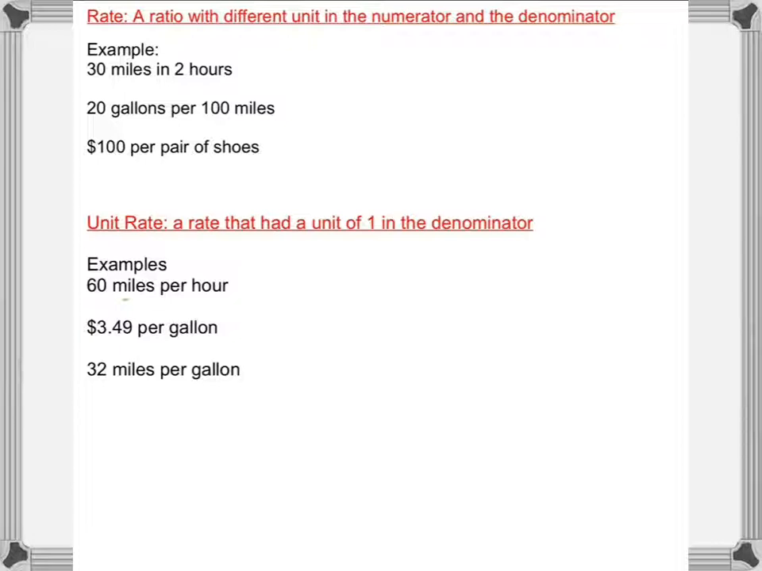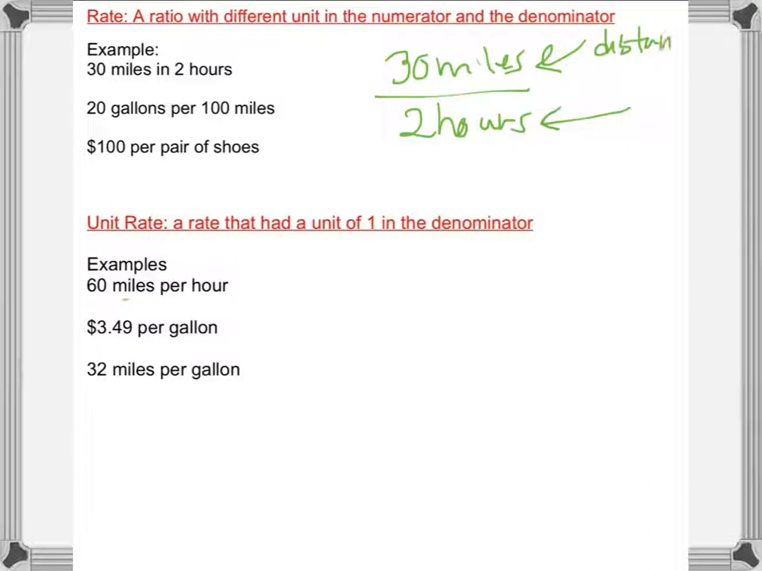So for example, if I had 30 miles in 2 hours, I could represent it as 30 miles in 2 hours. Now the unit in the numerator is miles and the unit in the denominator is hours. Miles is a measurement of distance, whereas hours is a measurement of time. Because these two units measure different quantities, they are considered different units. So this right here is considered a rate because it has two different types of units.